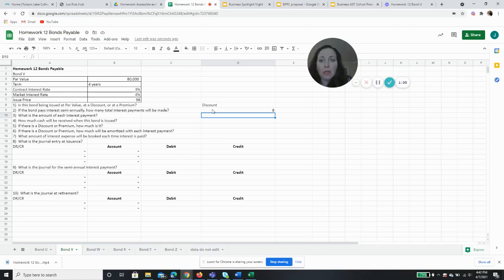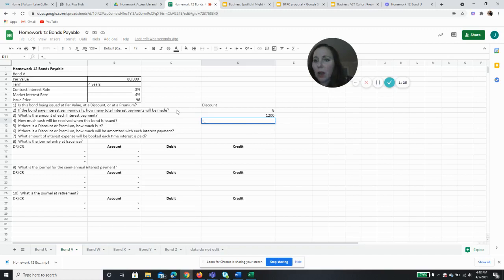So each semi-annual interest payment will be par value, $80,000, times contract interest rate of 3%, times 180 over 360, because we pay twice a year. So we have to divide it by 2. So every time we pay interest, we're going to pay $1,200 cash. How much cash will be received when this bond is issued?